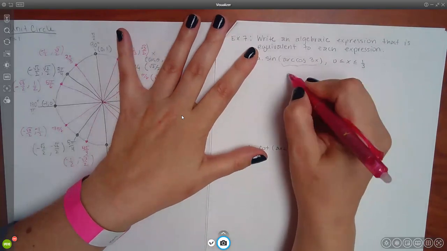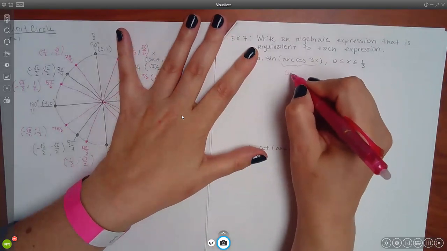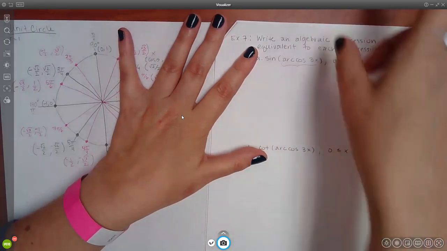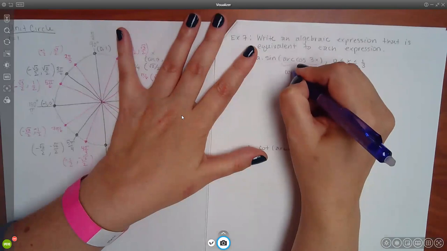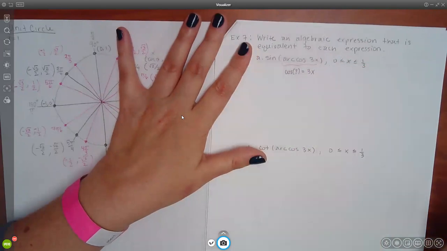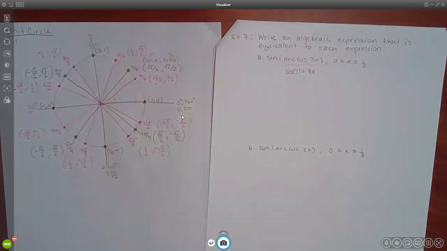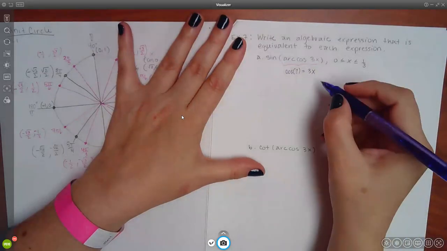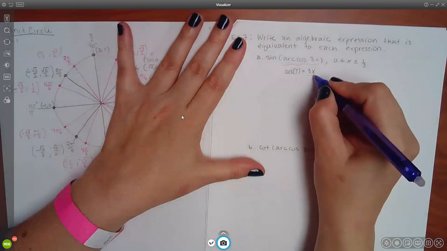Just like before, I'm saying the cosine. Cosine of what angle is going to give me this 3x? Same thing as before, but it has to be a fraction, right? Because it's supposed to be x over r. And in order for it to be a fraction, you can just put it over 1, right?